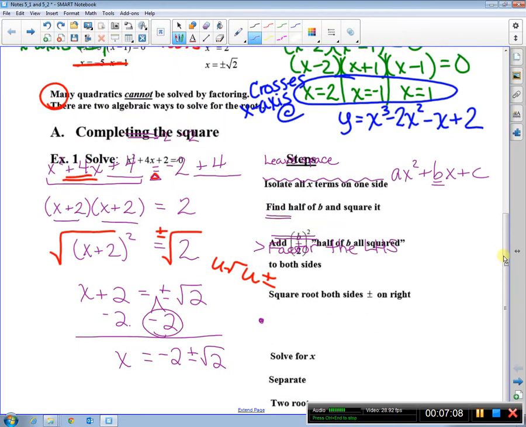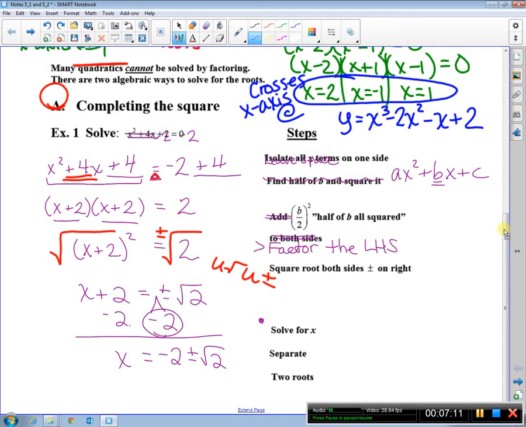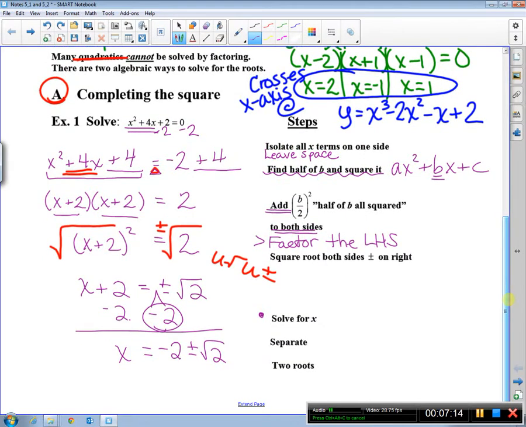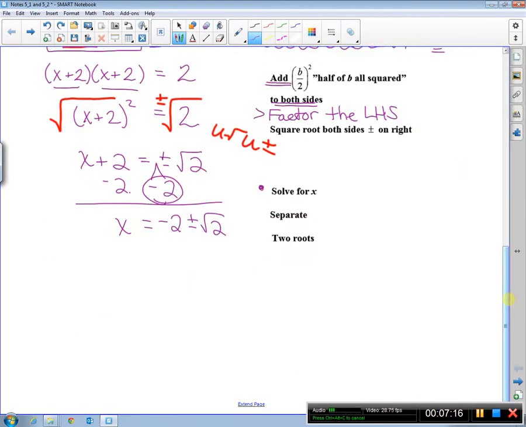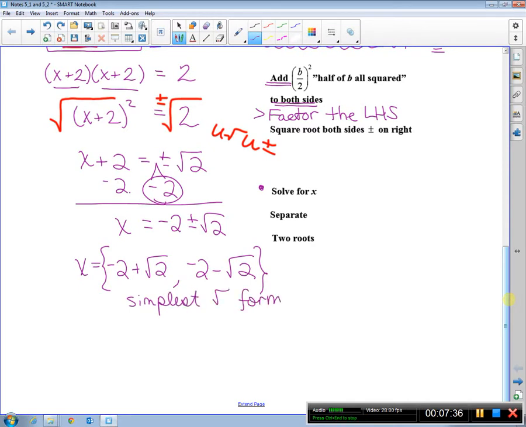Our 2 roots are x equals negative 2 plus the square root of 2, and negative 2 minus the square root of 2. For the most part, you want to leave them in simplest radical form. Sometimes you'll be asked to do a decimal approximation, and those are coming up, so let's continue.